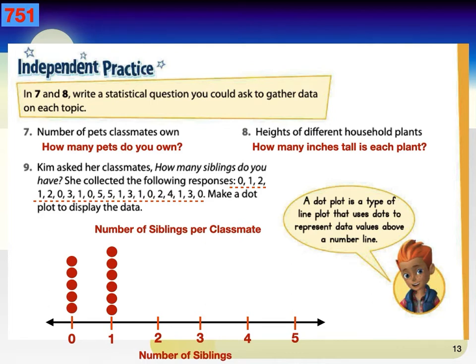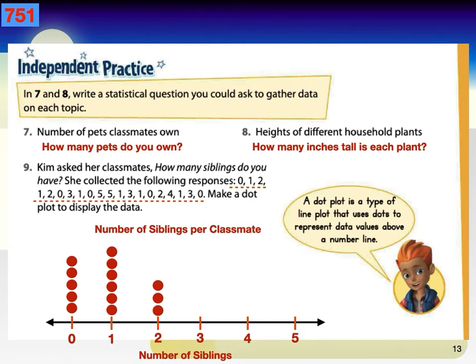Now, how many responded 2? So 1, 2, 3. So 3 responses, so 3 dots.